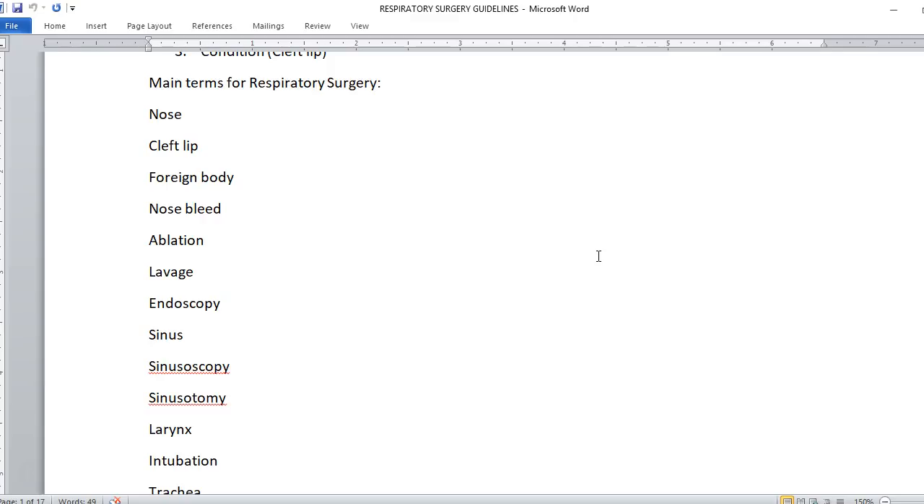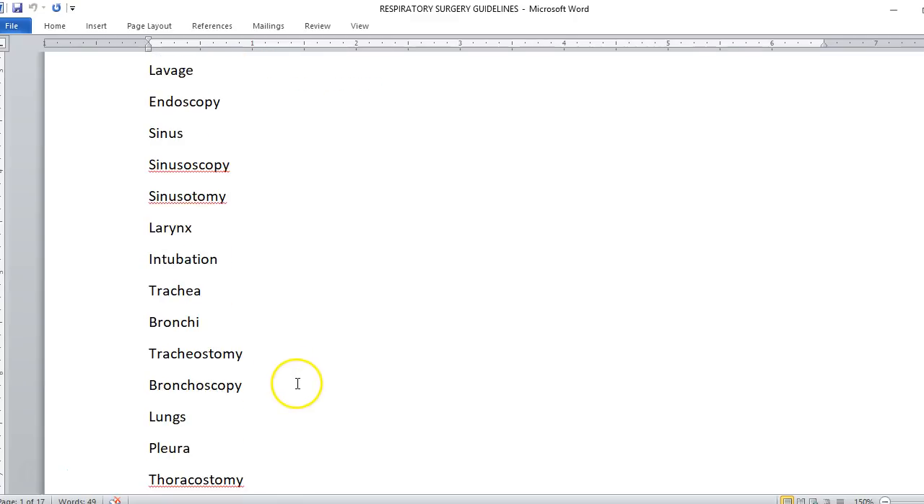So we have to remember, as we're going down, we're going inside the body. Of course, you can look up sinus. We have a lot of sinusoscopies and sinusotomies. Now, I know it has a red squiggle, but that's because it is not in the dictionary for this version of Word, but trust me, those are the correct spellings. Even though they look wrong, they are the correct spelling.